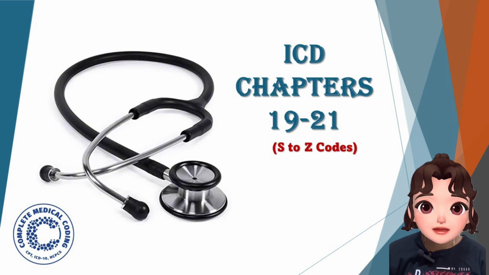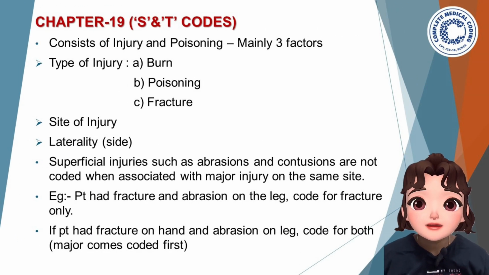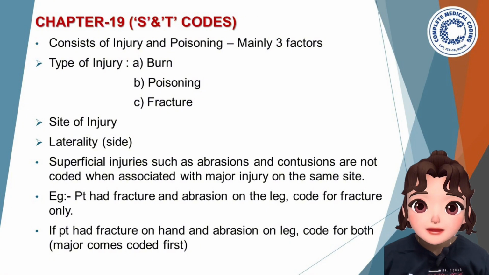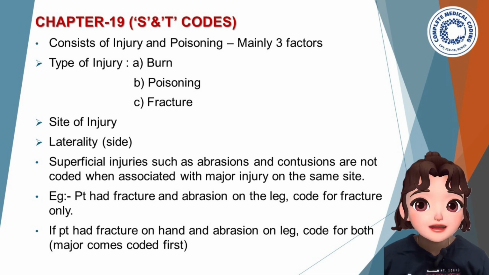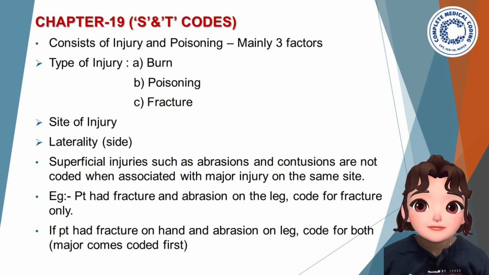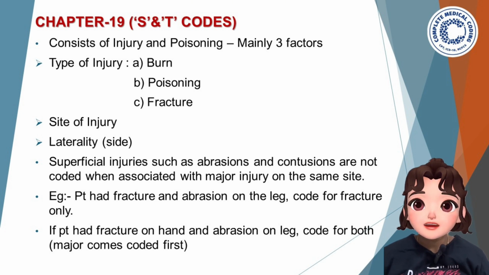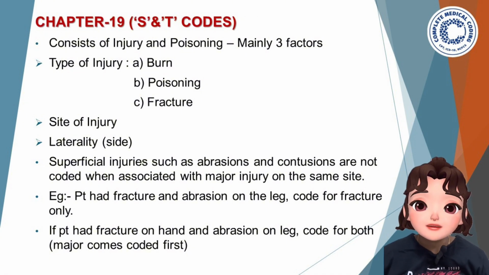So let's move to the chapters one by one. Let's move to the first chapter, chapter 19, S and T codes. Chapter 19 consists of S codes and T codes. This is a very important chapter. You will get so many mixed type of questions from this chapter. Mixed type of diagnosis, like S codes mixed with some other codes, T codes along with some other codes. So this is a very important chapter.